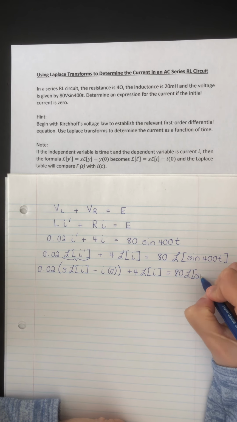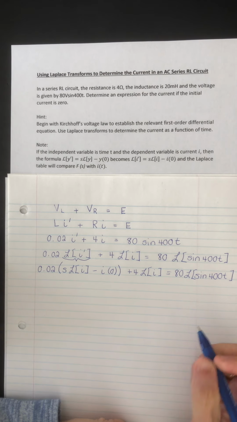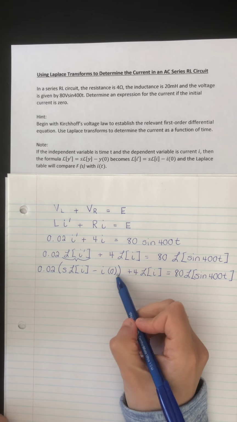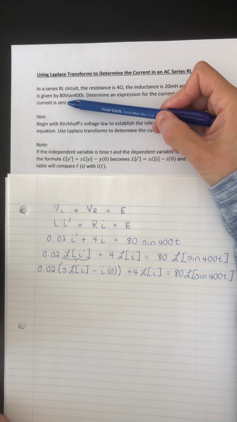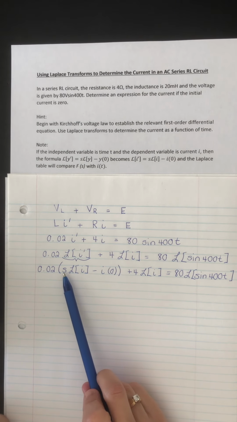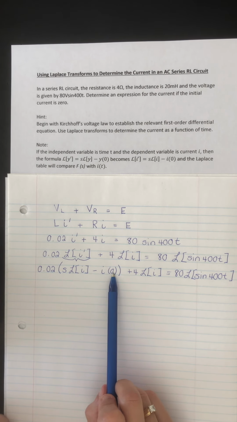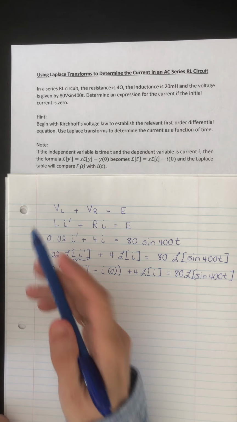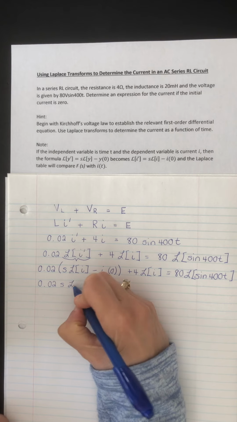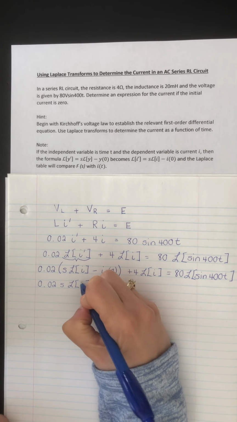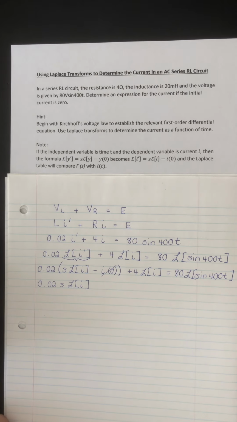Now, I at 0, however, means the initial current value. And in this problem, we're told that that initial current value is 0. So it's S times the Laplace transform of I minus 0. So this term now will just look like this. Okay? Because again, this term is 0.